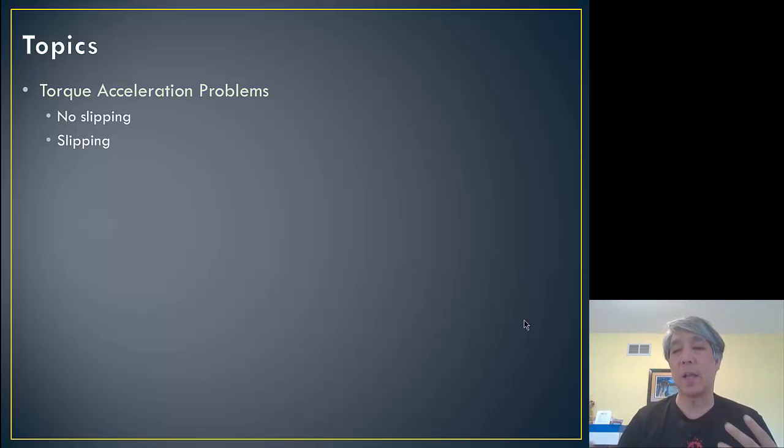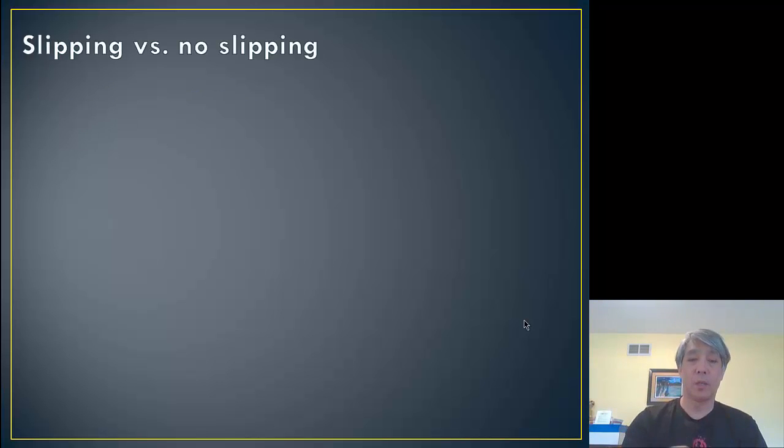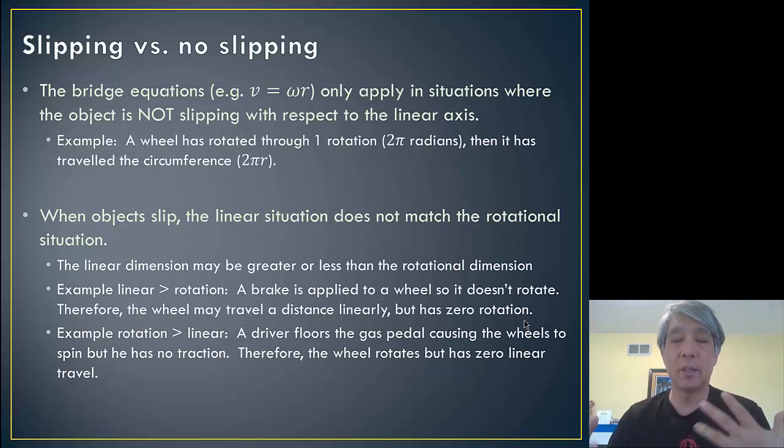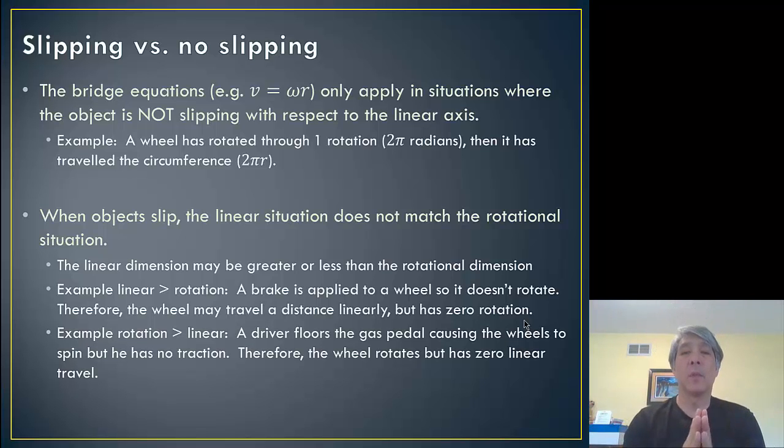The no slipping case allows us to use the bridge equations. The slipping case may allow us to, if that's a boundary condition. So what is slipping? The bridge equations basically are the linear is equal to the rotational times r. These bridge equations apply when the object is not slipping, because when a wheel has rotated through one full rotation, or 2 pi radians, it has traveled the circumference of the wheel, 2 pi r. And because everything is linked via calculus, the linear is simply going to equal the rotational times r.